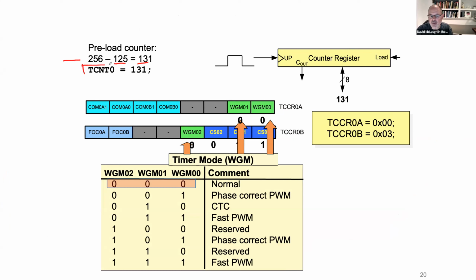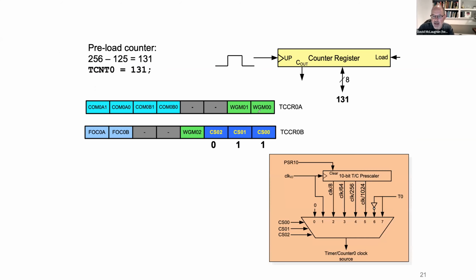This is a case where I find it handy to put a value in decimal. You can do it in hex, but I find it's helpful in decimal because we're subtracting it from 256. So we're going to preload it with 131. And then we have to specify these registers. We want it to be in normal mode, right? Which means we want a 0 here, a 0 here, and a 0 here.